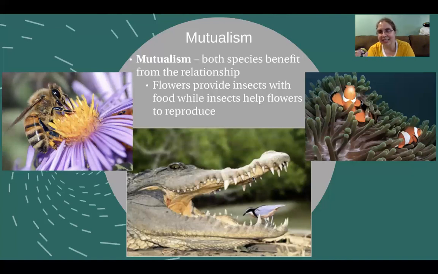He benefits because he gets food and protection, because no one is going to go and try and get that bird while it's sitting in a crocodile mouth. So the bird gets food and protection. The crocodile gets its mouth cleaned, and a lot of the irritants that could lead to infection are removed by the bird.